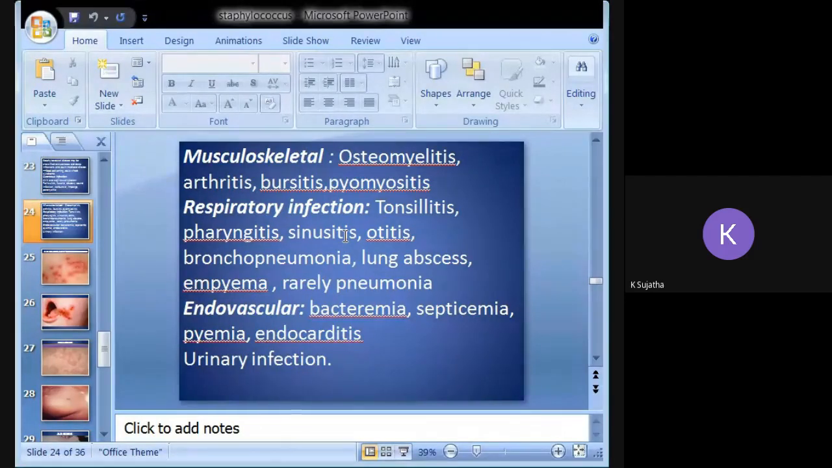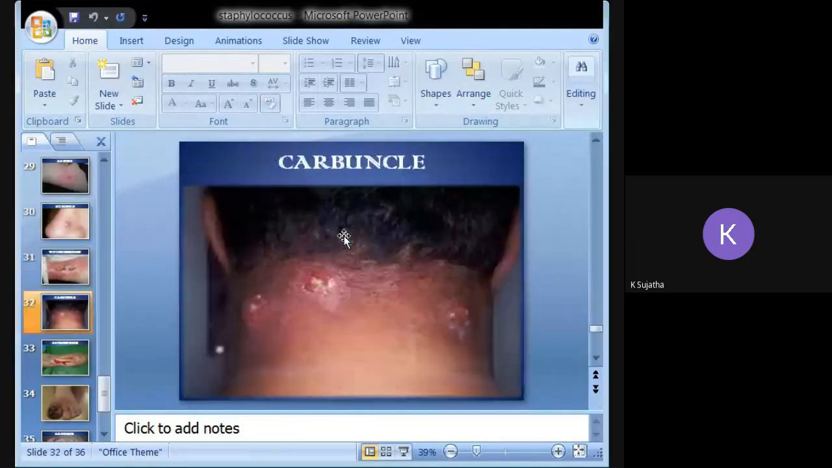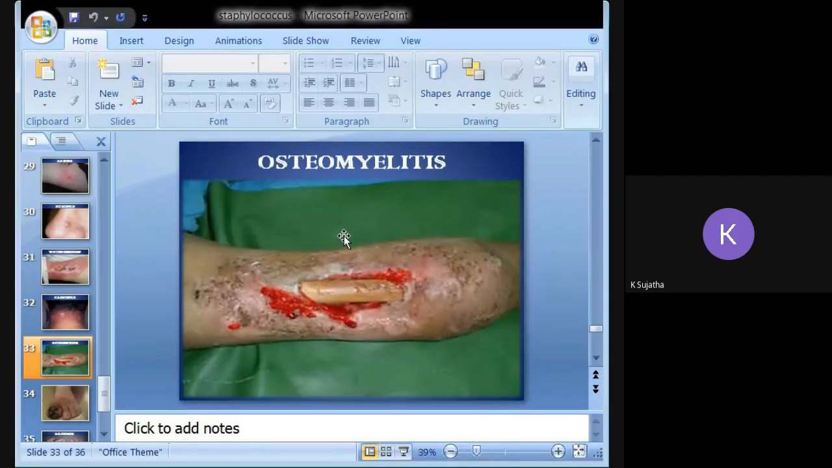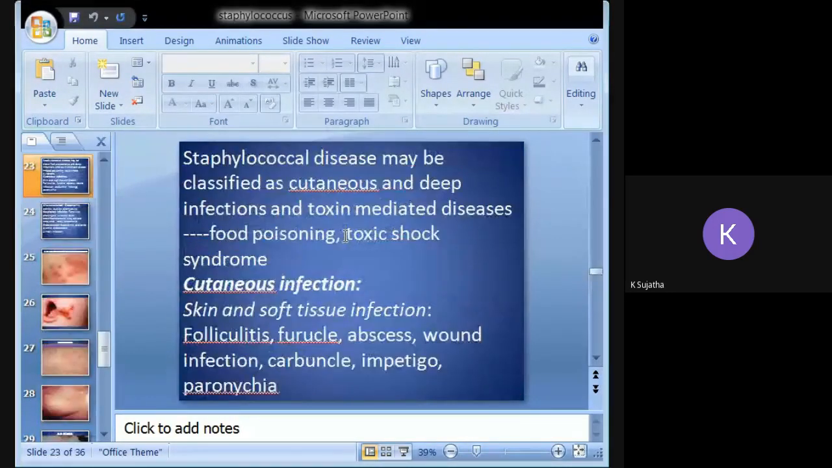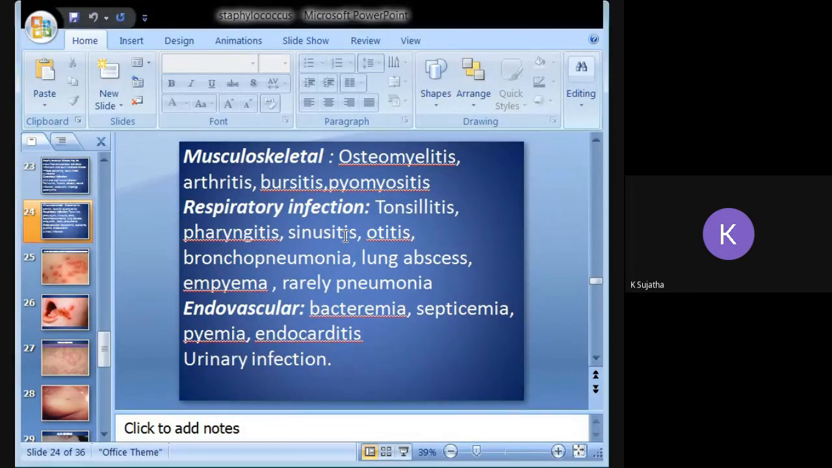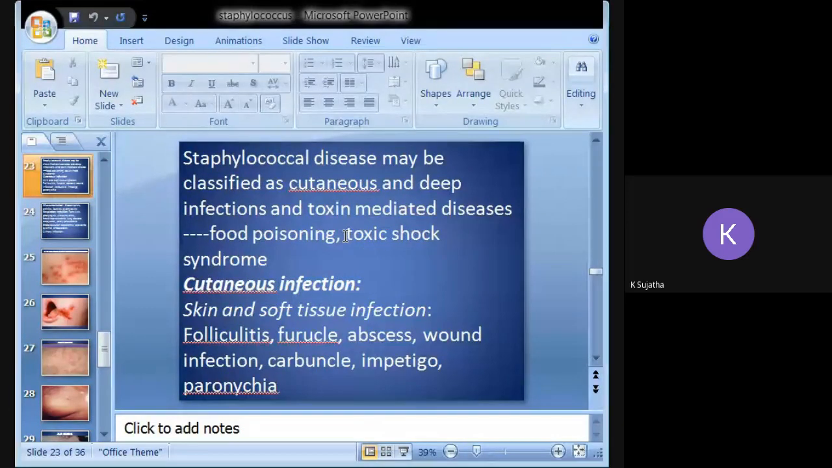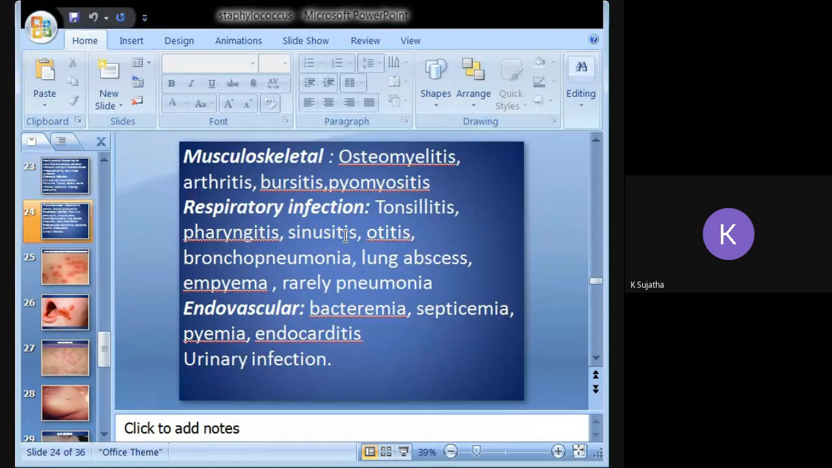Next, another one: musculoskeletal and muscles. These are the deep infections. Mainly osteomyelitis, inflammation of bone. Next, arthritis, bursitis, pyomyositis. Pyomyositis means inflammation of skeletal muscle. Okay, so these are the cutaneous infections: folliculitis, pharyngeal, abscess, wound infections, carbuncle, impetigo, paronychia. Next, these are skeletal infections: osteomyelitis, arthritis, bursitis, and pyomyositis. These are also called deep infections.